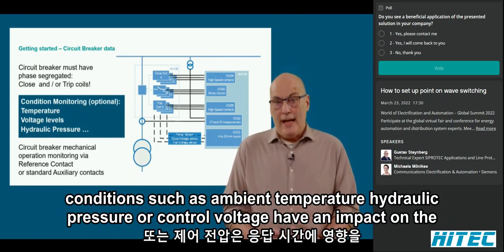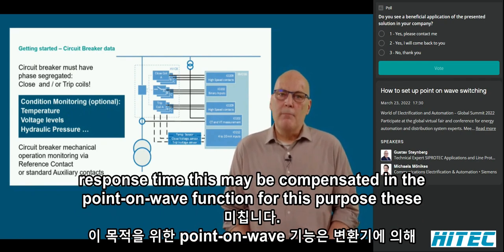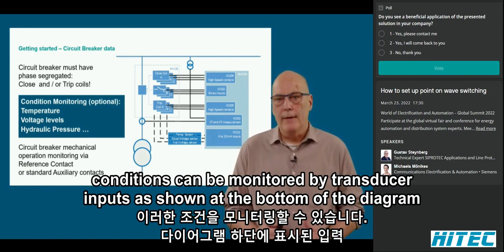If conditions such as ambient temperature, hydraulic pressure, or control voltage have an impact on the response time, this may be compensated in the point-on-wave function. For this purpose, these conditions can be monitored via transducer inputs, as shown at the bottom of the diagram.